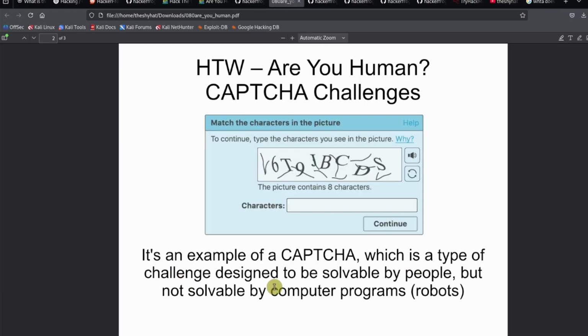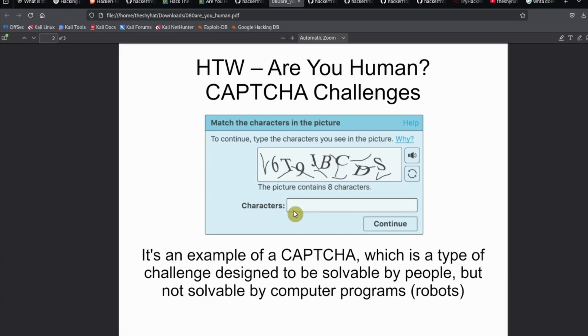So it's a type of challenge designed to be solvable by people, but not solvable by computer programs, that is robots. So this is an example of a CAPTCHA that you might have seen previously. Let's see. To continue, type the characters you see in the picture. So you would have to type in the letters 6T, 9, etc., etc.